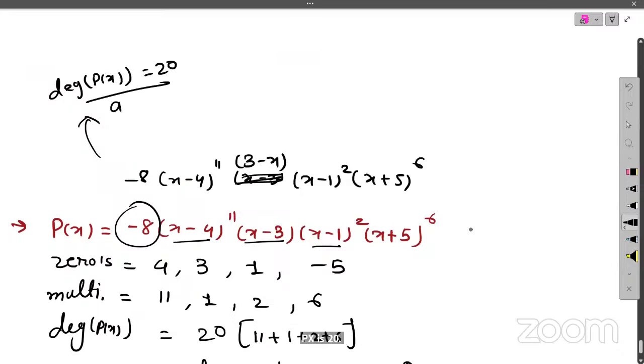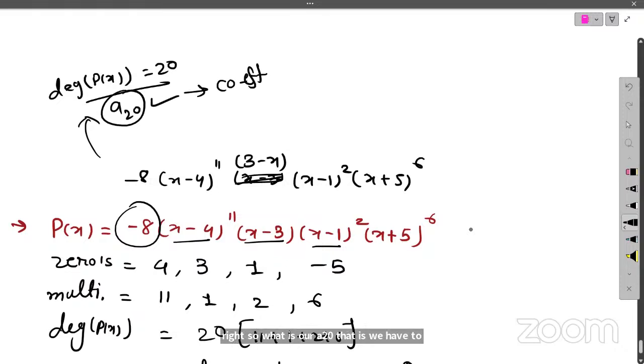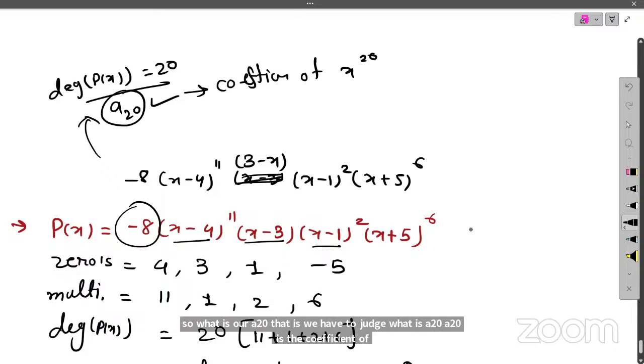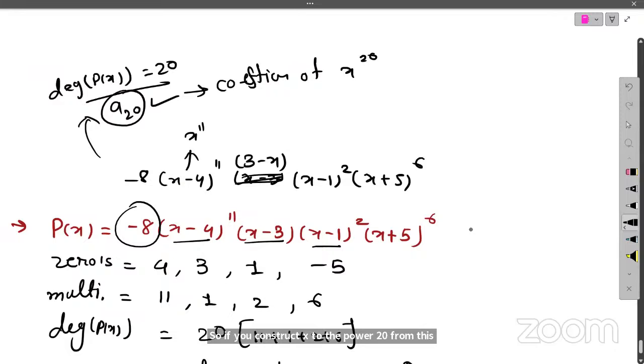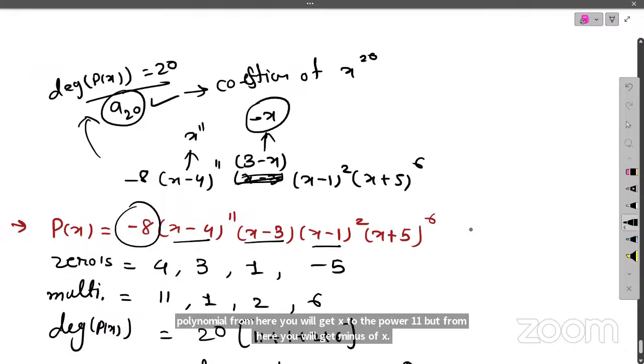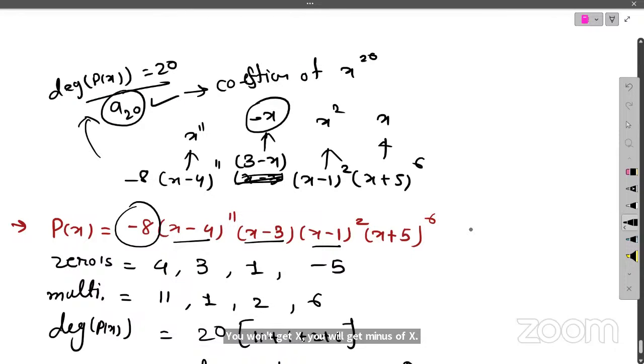So what is our A20? That is what we have to judge. A20 is the coefficient of x to the power 20. So if you construct x to the power 20 from this polynomial, from here you will get x to the power 11, but from here you will get minus of x, right? You won't get x, you will get minus of x. From here you will get x square, and here you will get x to the power 6.